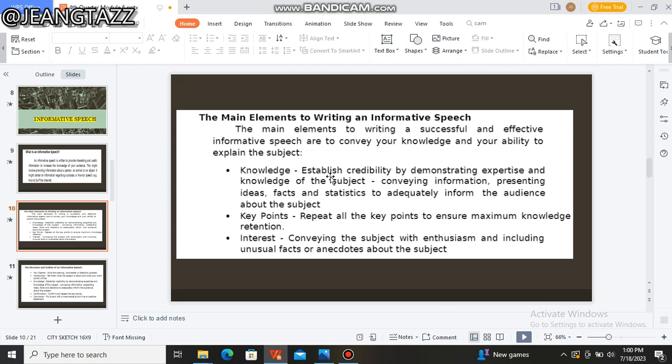And then we also have key points. Not just once, but you need to repeat your points. Okay? Punto. Ano yung punto? Bakit sinusulat mo ang speech mo? And we also have the interest. You need to research what are the good topics that you can write a speech about, so that the interest of the people can be focused on you.